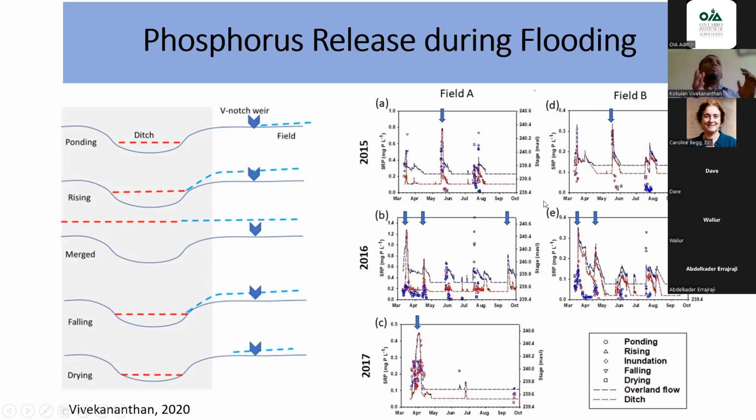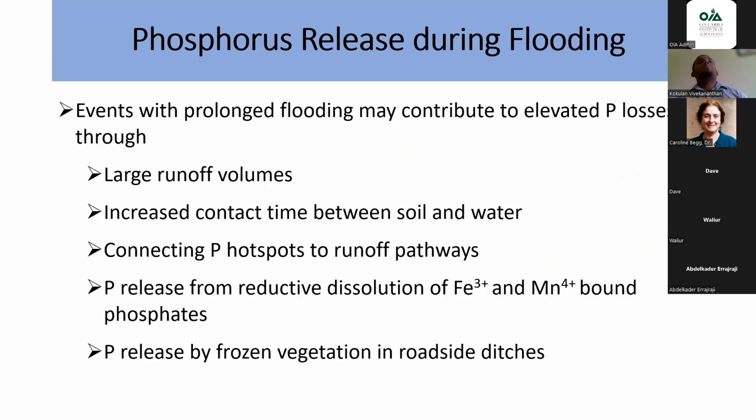These flood events are not that frequent, 1 to 3 times per year during the monitored period, but they contributed to more than 80% of the total annual runoff losses, and also more than 85% of the soluble reactive and total phosphorus losses. So they are huge. Events with prolonged flooding may contribute to elevated phosphorus losses, primarily through large runoff volumes and increased contact time between soil and water, which gives the soil enough time to dissolve phosphorus into the water column above.